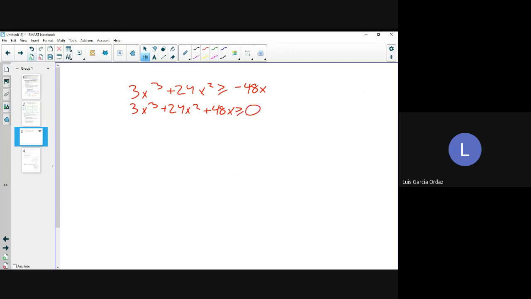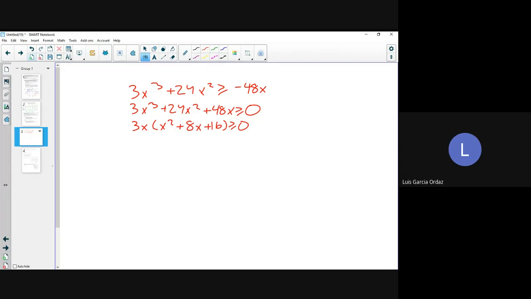And then what's our next step? We're going to factor out 3x. So we get x squared plus 8x plus 16 is greater than or equal to 0. And obviously, they gave us a good trinomial to factor. We don't have to use synthetic division. So we want to factor x squared plus 8x plus 16.